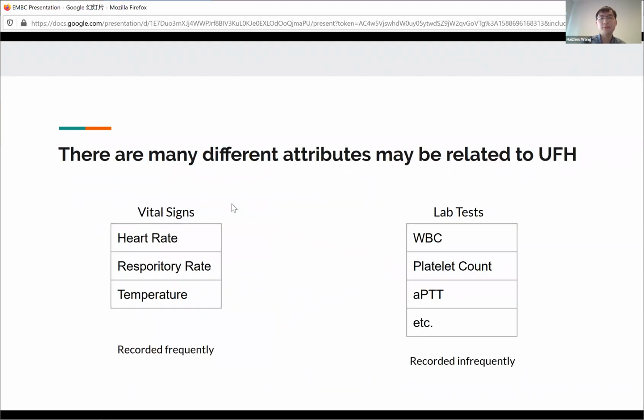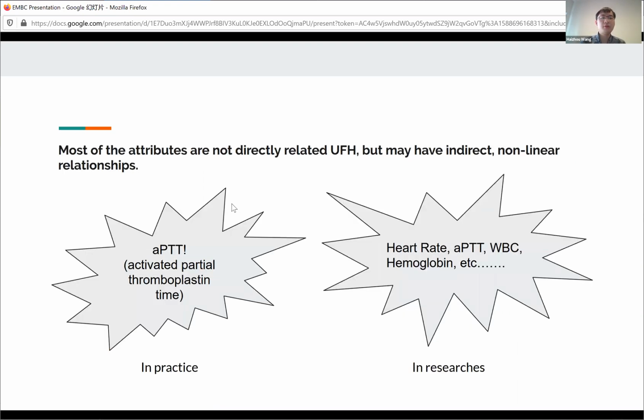There are many different attributes that may be related to the UFH in many research works. We have 3 vital signs, which are recorded very frequently, and we have tons of lab tests, maybe 20 or 30 lab tests, which are not recorded very frequently. Most of the attributes are not directly related to the UFH, as you can imagine, but may have some indirect and nonlinear relationships. For example, in practice in the hospital, clinicians will focus on the APTT, which is activated partial thromboplastin time.